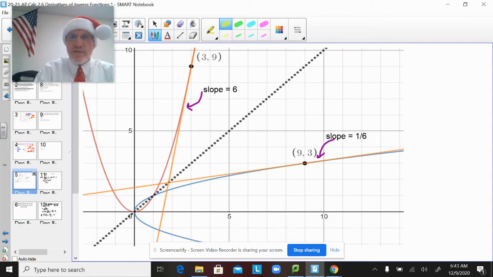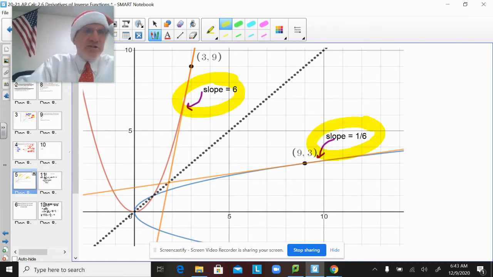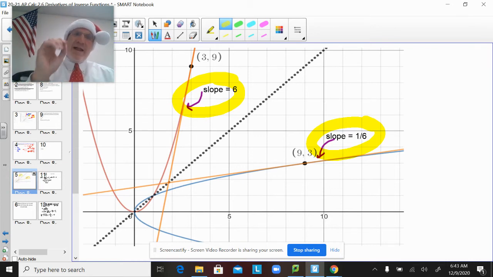There it is again. This time I actually drew the line neater, drew the tangent lines. Slope of that line is 6. Slope of that line was 1/6. And that relationship holds. And that's important, that if the slope at A, B is something, 6 in this case, the slope of the inverse at B comma A will be the reciprocal of that 6. The reciprocal of 6 is 1 over 6.